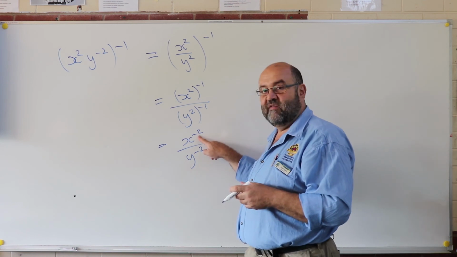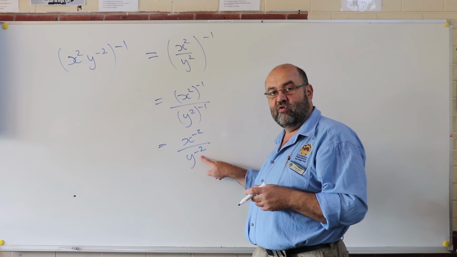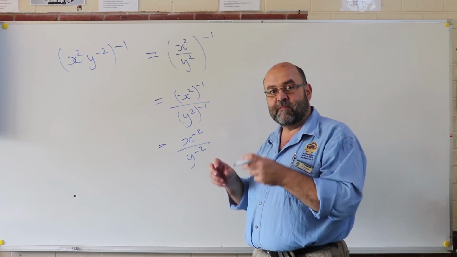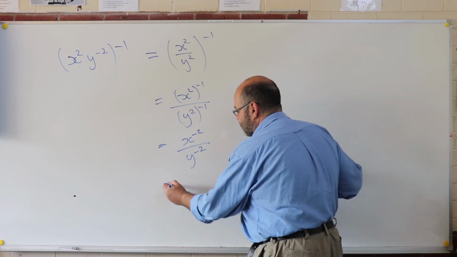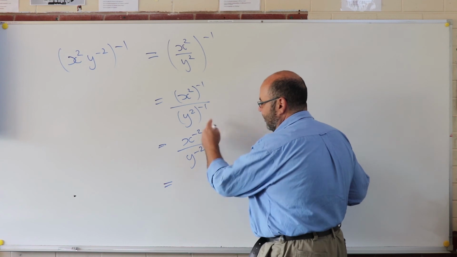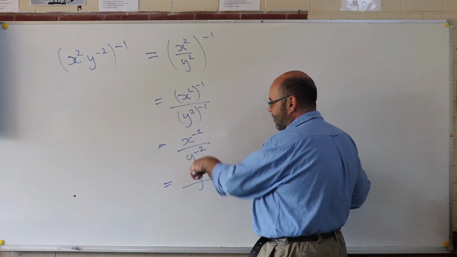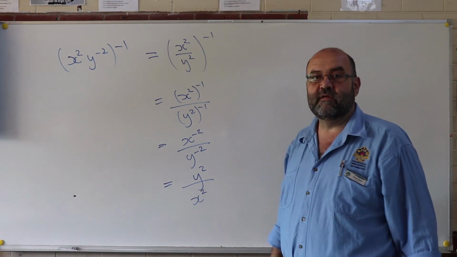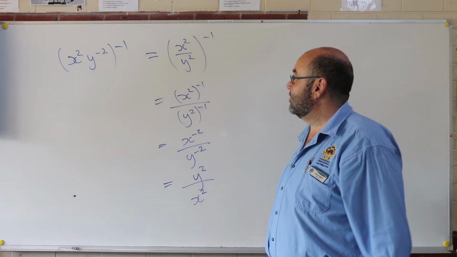So the x to the power of negative 2 needs to go below the fraction line, and the y to the power of negative 2 needs to go above the fraction line. They need to cross the fraction line so that the sign on the power will change. So y to the negative 2 goes up, it becomes y to the power of positive 2. X to the negative 2 goes down, it becomes x to the power of 2. Job done. Okay, there's our solution.